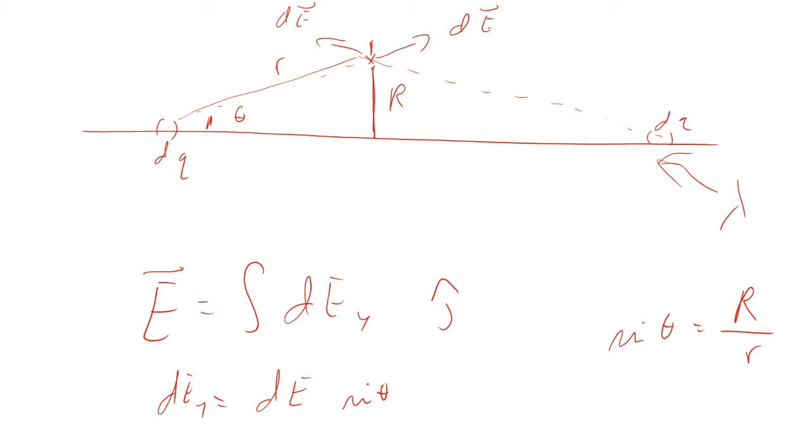Okay, so the next question is, what is r? Well, if we put our origin right here, then this is the x-axis, so that's going to be minus x, that's going to be x this way, so r is going to be the square root of x squared plus R squared. So we could then say that sine theta is going to be R over the square root of x squared plus R squared.